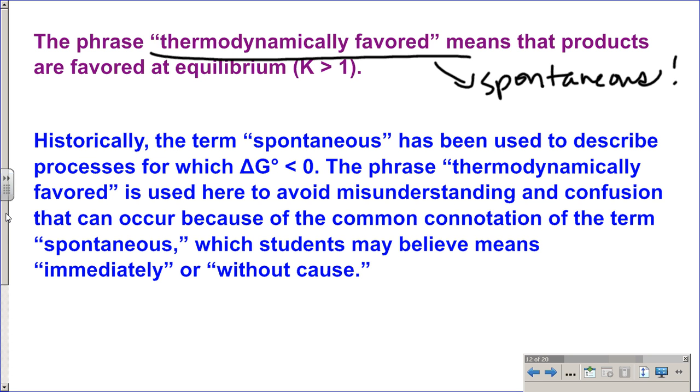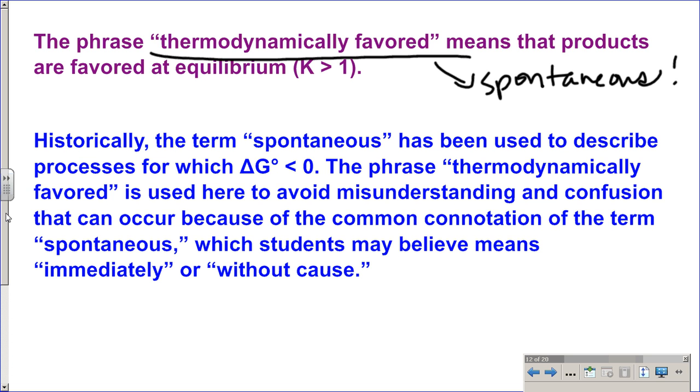AP examiners last year said they don't want to see the word spontaneous as much because they feel like you guys don't know what spontaneous means. And I was like, students know what spontaneous means. It means there's no outside intervention. They think, from what they've been seeing in past AP exams, that spontaneous means happens super fast, just all the time. So they felt like people misunderstood the word spontaneous, so they asked us to start using, instead of spontaneous, thermodynamically favorable. So if you ever say the word spontaneous, just know that you mean thermodynamically favorable. If I say that, it means the same thing.